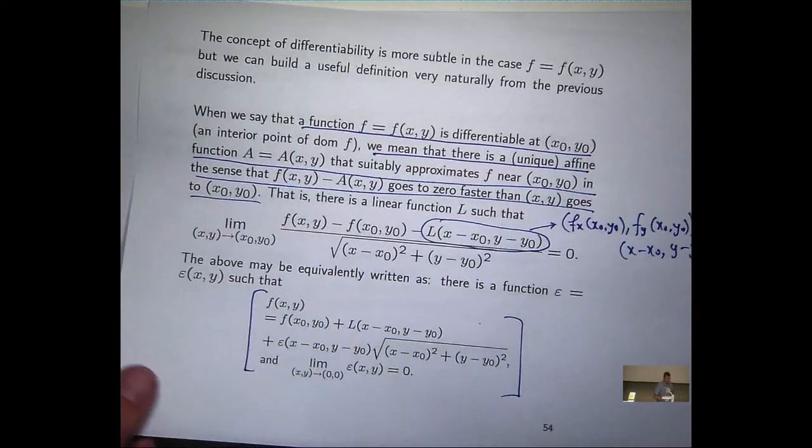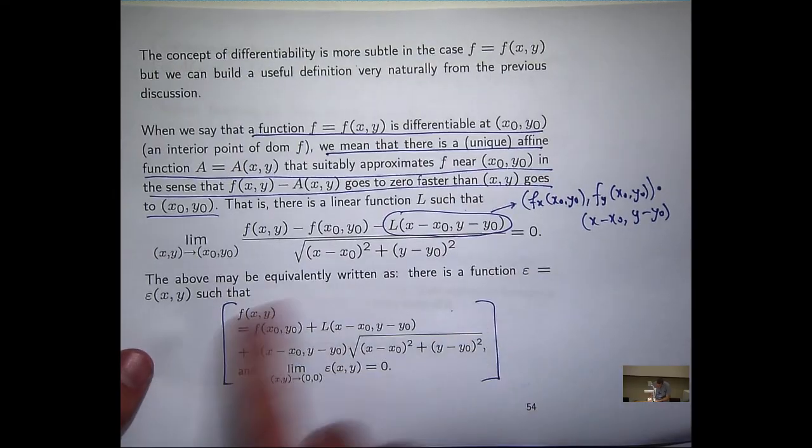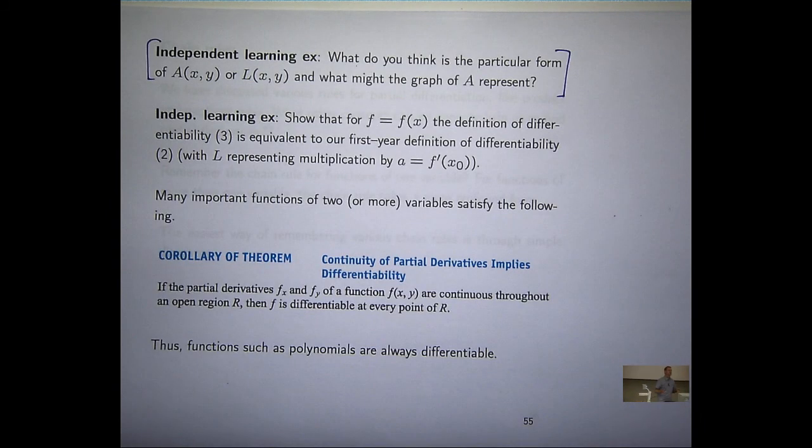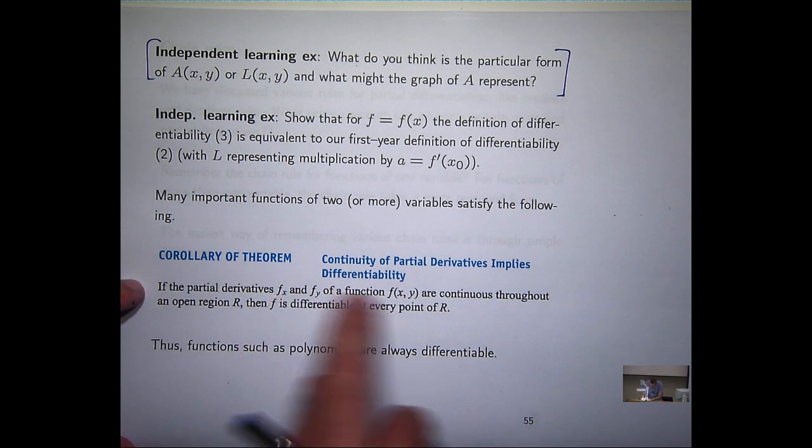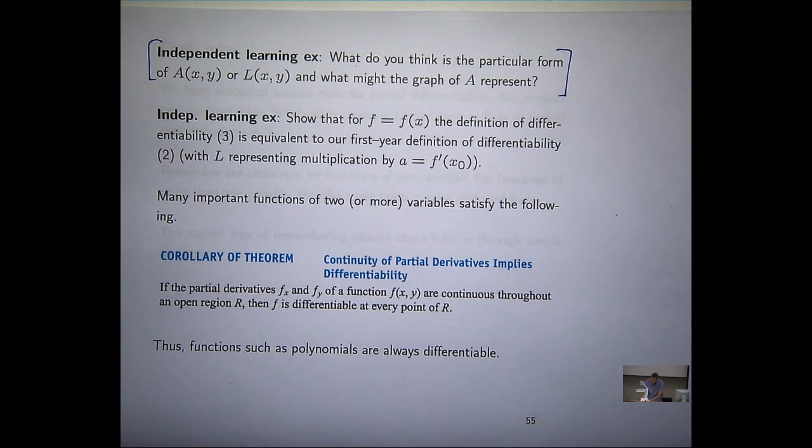Give me something practical. Okay, well, I did say that this is practical for proofs, but in day-to-day operations, in day-to-day maths, the following corollary is just gold. Okay? Gold. Basically, if a function of two variables has partial derivatives that are continuous throughout some open region, then the function's differentiable. Okay?